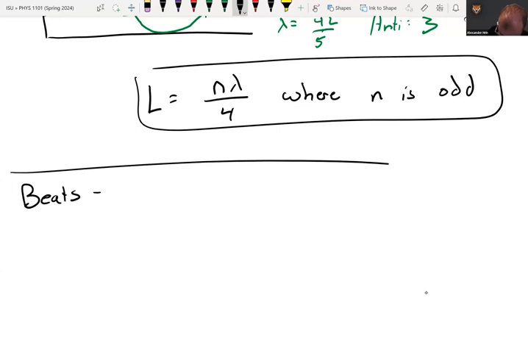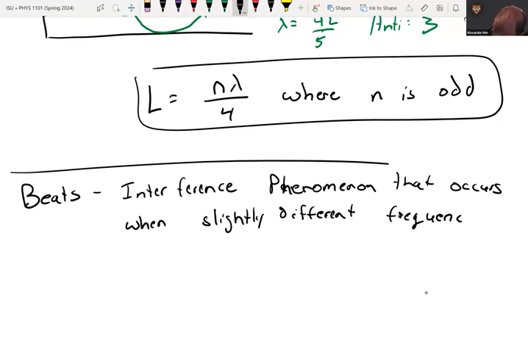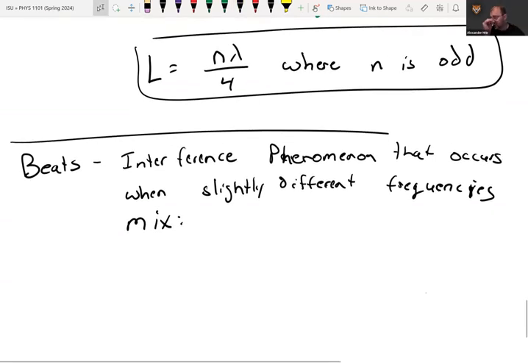So basically, beats are an interference phenomenon that occurs when slightly different frequencies mix. Okay. And you can actually demonstrate the phenomenon of beats pretty readily. It's kind of cool, and this will work with any speaker, any tone generator. You can do this. But what I'm going to do is I'll show you what I mean.